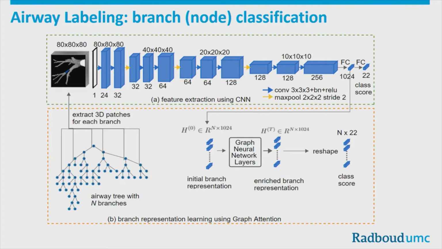Why 22? Because we have 18 segment labels, and I added 3 additional labels to make training easier. That is the trachea and the left and right main bronchi. And then we have a background label for the rest of the airway tree. So in the end, we have a 22-dimensional one-hot encoding vector for the reference labels.